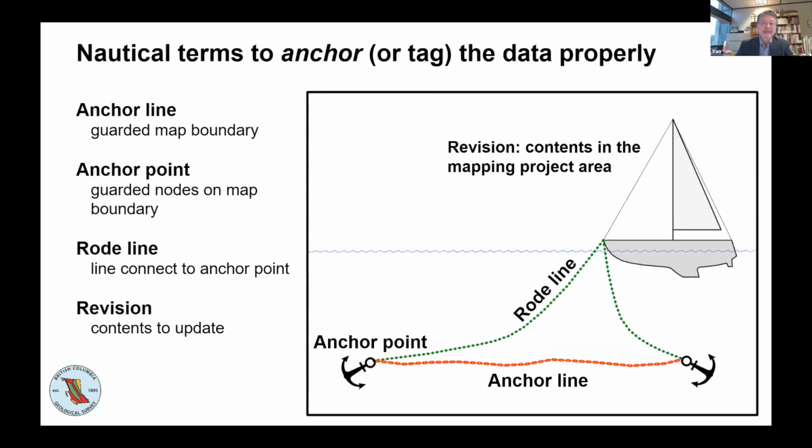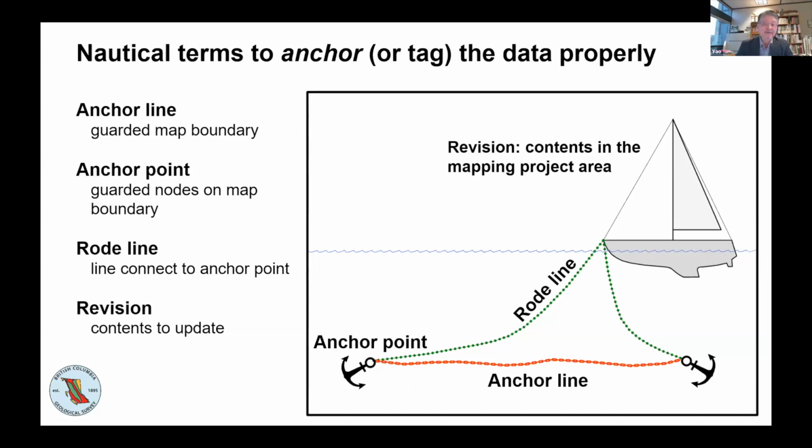Before I get into the detail, I'd like to explain a few nautical terms. The first one is the anchor line, essentially the line between the anchors, essentially the red line here. And then the anchor points, obviously just anchors. And the rode line, essentially the green line between the boat and the anchor. And the revision, representing the boat, representing the data we want to update, can drift to some extent.